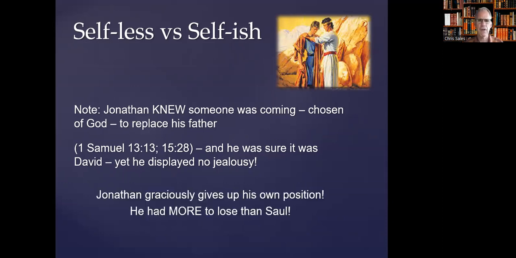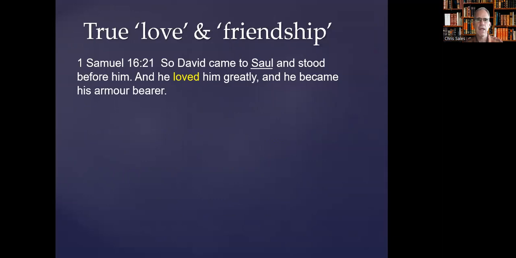So Jonathan graciously gives up his own position here in what he does in chapter 18, verses 3 and 4. And he had actually more to lose than Saul. Saul was going to get to live out his days. The kingdom wasn't going to be taken from him right then and there. He was able to live out his days and his kingship. And yet he was the one who was reacting negatively, whereas Jonathan was acting totally out of self-sacrifice and love for David. This is true friendship. It's true love and it's true friendship. And we need to understand that.